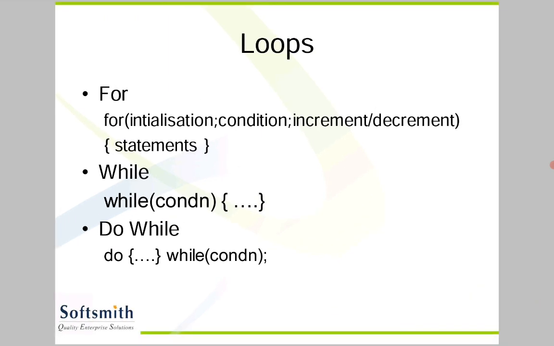Loops, or looping statements, are also the same as we already know in C and C++. So what are the different types of loops in PHP? For loop, while loop and do while loop. What is a for loop? What is the syntax? As in C language, for, within brackets, initialization semicolon, condition semicolon, increment or decrement operator, and within the braces some statements. A simple example is for I equals 1 semicolon, I less than or equal to 10 semicolon, I plus plus.